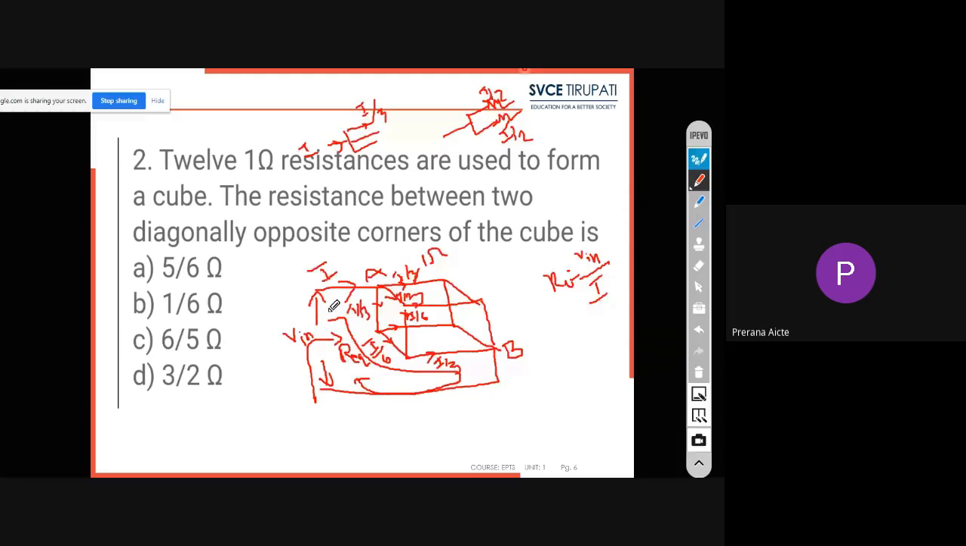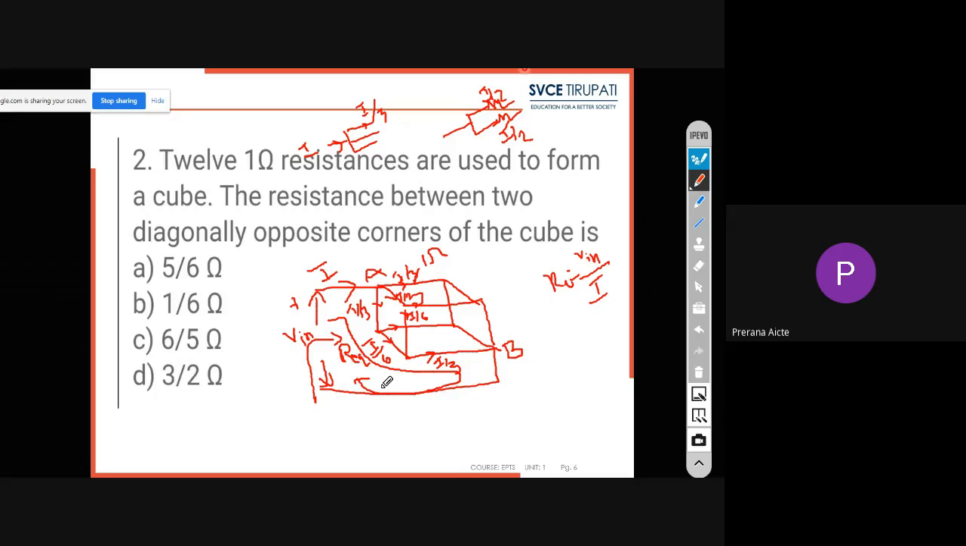So whatever the current is leaving from, it will meet these three branches and come to the negative terminal. Yes or no? So see here, each branch has the same resistance. Let us assume R, instead of 1 ohm, I am taking R. Now, apply KVL here.